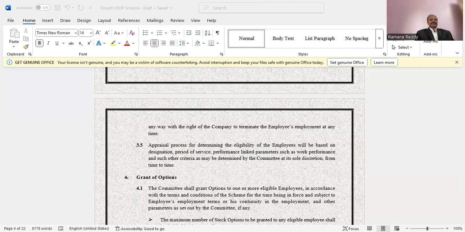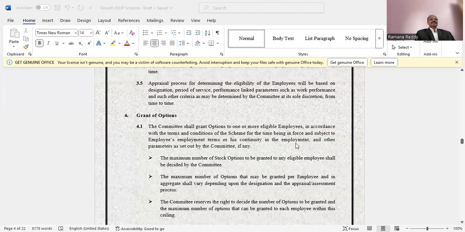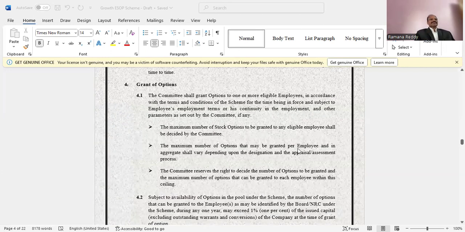Now, grant options. I will explain about grant options. The committee shall grant options to one or more eligible employees in accordance with the terms and conditions of the scheme for the time being in force, and subject to the employee's continuity in the employment and other parameters set out by the company. The maximum number of stock options to be granted to eligible employees shall be decided by the committee, whether it is 100 or 1,000. So number of stock options. One stock option is one share.